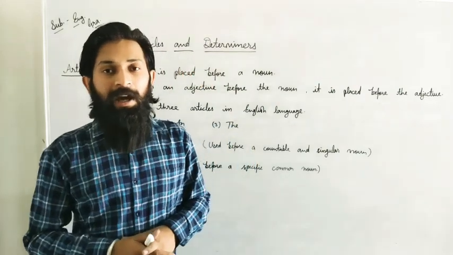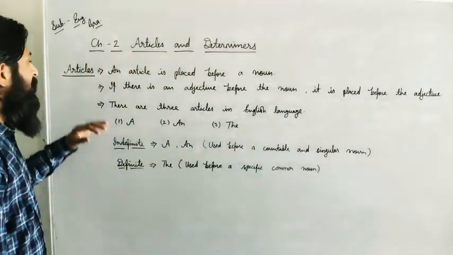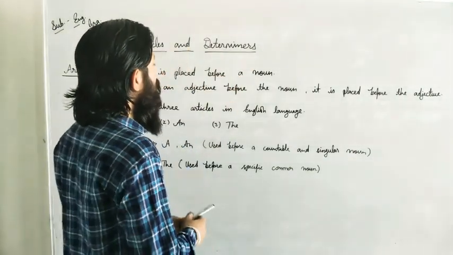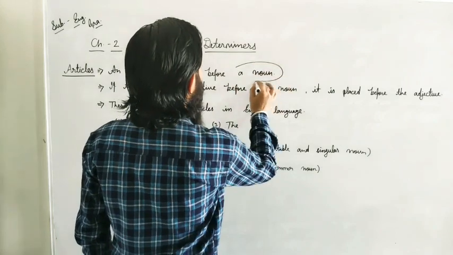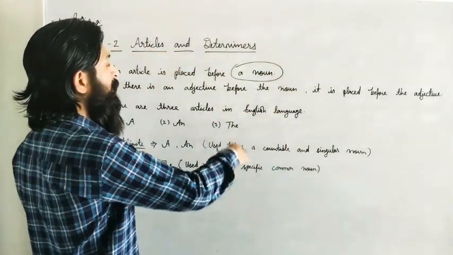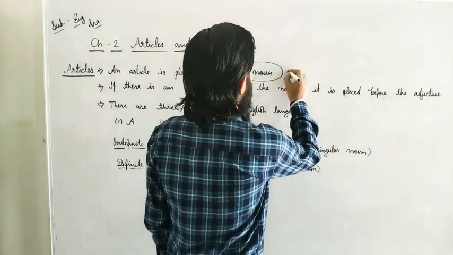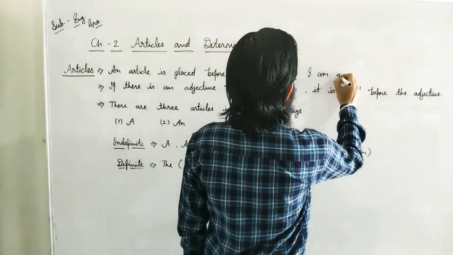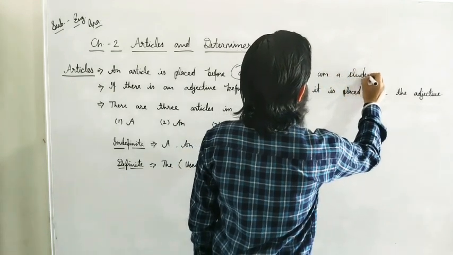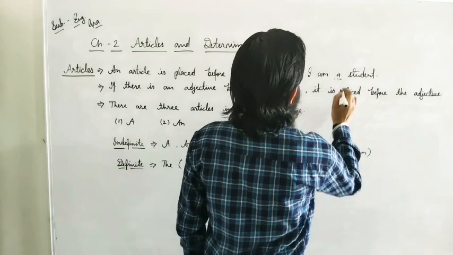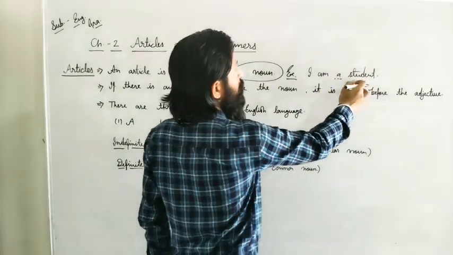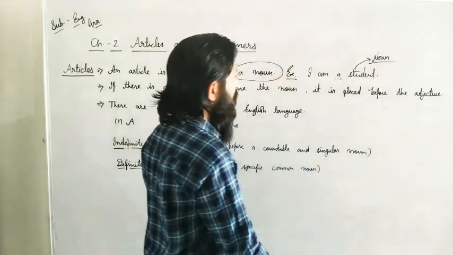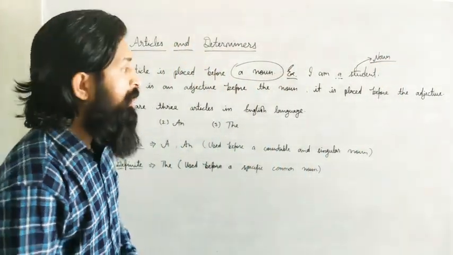Dear students, if we are going to talk about articles, then we can say that an article is placed before a noun. Generally we use any type of article before a noun. Means we can say that it is always placed before a noun. Like, I am going to write an example. I am a student. Here, a is the article and student is the noun. So we can say that an article is placed before a noun.